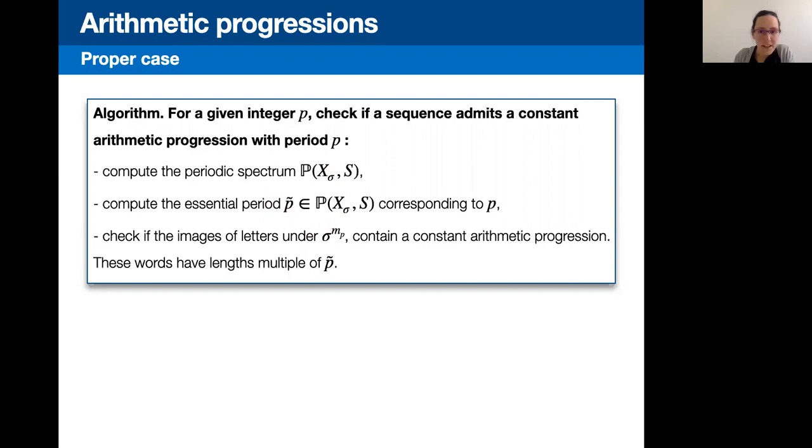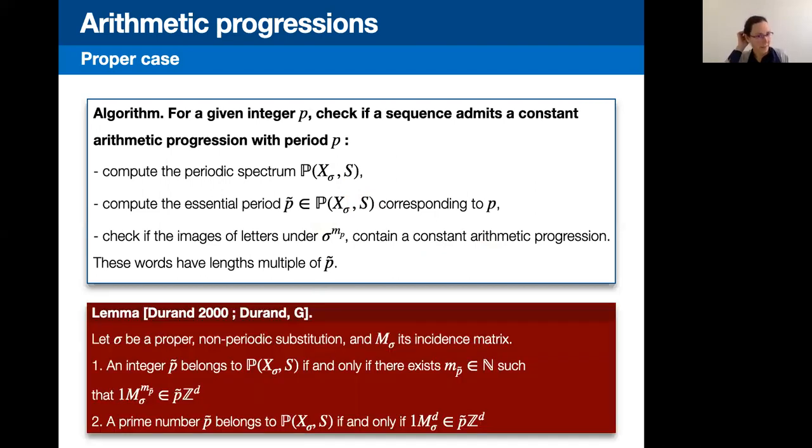And then we have to check if we have an arithmetic progression in the images of letters under a power of sigma. We want the images of letters under this substitution to have a length multiple of p tilde, because with this condition, we know that the fixed point x would be a concatenation of these words. And as they have length multiple of p tilde, it suffices to check if in these images we have a constant arithmetic progression.